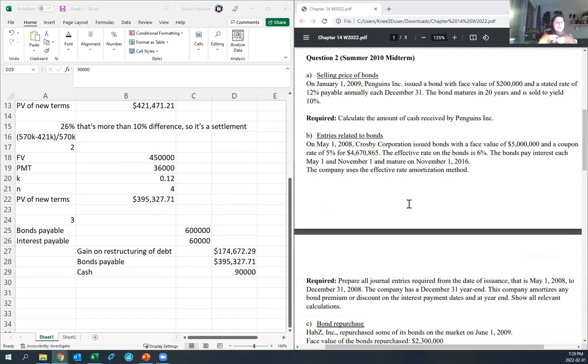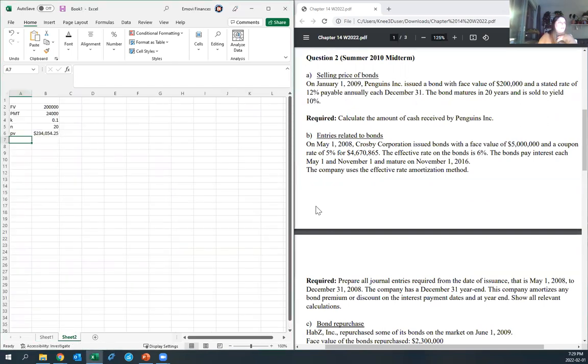For the next question, it's your entries related to bonds, so at issuance and also in later periods. On May 1st, 2008, Crosby Corporation issued bonds with a face value of 5 million and a coupon rate of 5% for 4.6 million in some crumbs. The effective rate on the bonds is 6%. The bonds pay interest each May 1st and November 1st and mature on November 1st, 2016. So they're asking us to prepare the journal entries from May 1st until December 31st, 2008, and the company has a December 31st year-end, and they amortize any bond premium or discount on the interest payment dates and at year-end.